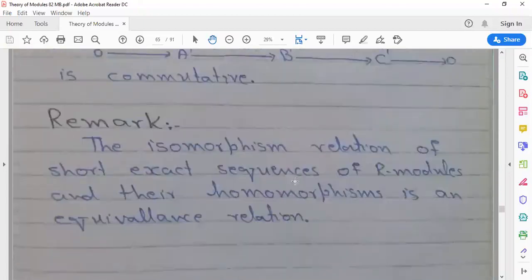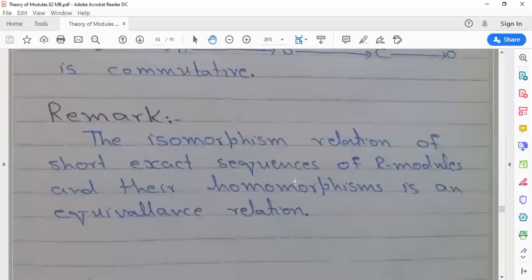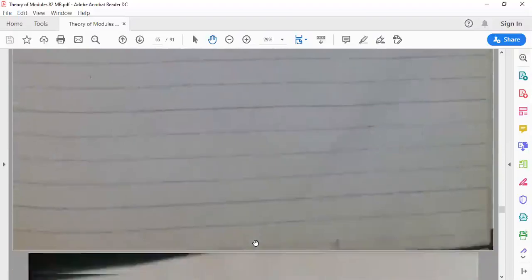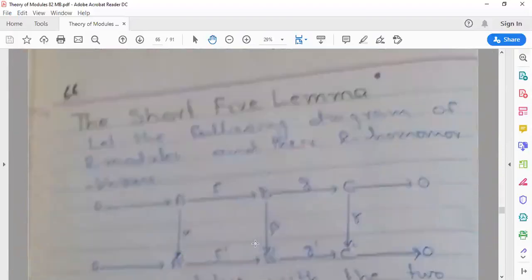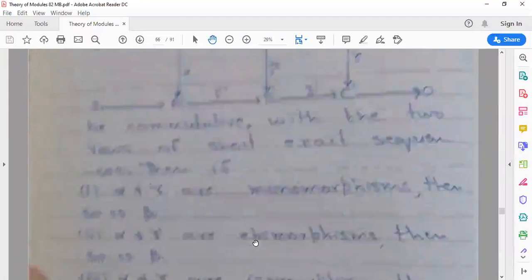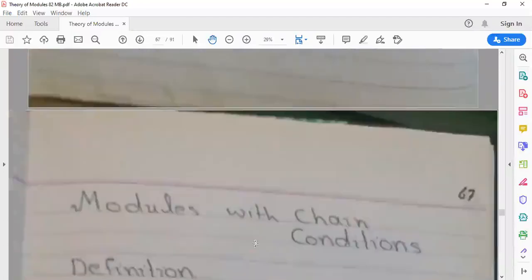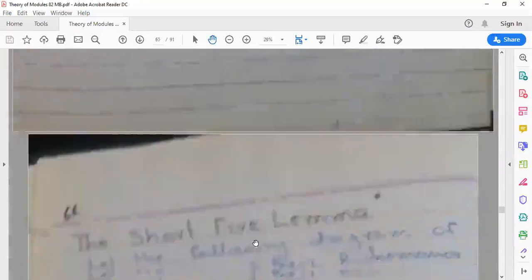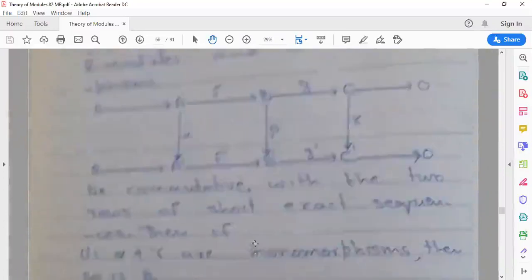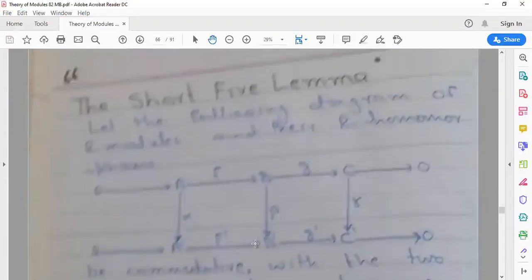After this, we studied some remarks. These remarks basically state that the isomorphism relation of short exact sequences of R-modules and their homomorphisms is an equivalence relation. So this is a remark. After this, we studied the short five lemma. One is lemma 5 and this is the short five lemma.